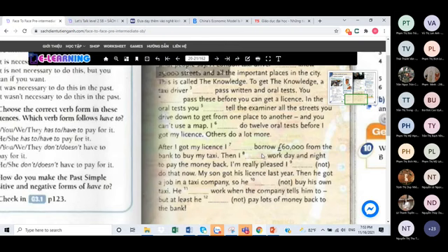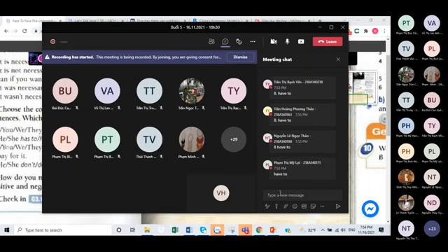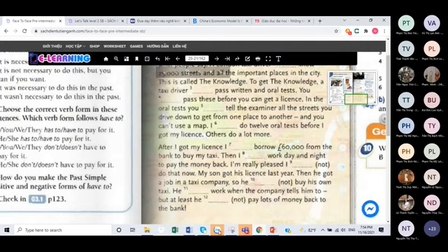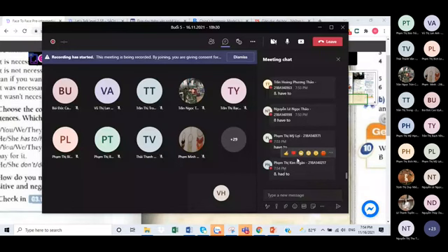And number 8. Then I work day and night to pay the money back. Had to. Good, I had to. Also the past reference, because here it shares the same time reference as the context. After I got my license, I had to borrow, and then I had to work day and night to pay the money back. That's good, right? Number 8 is had to, not have to.